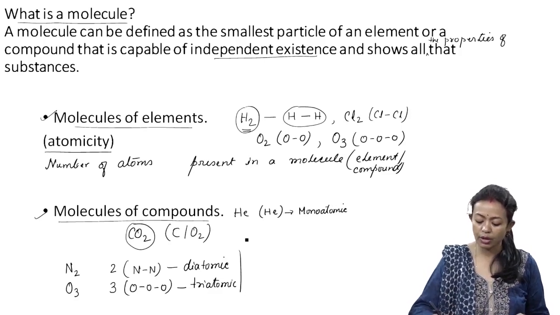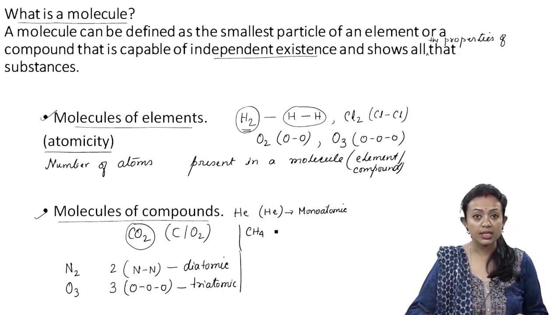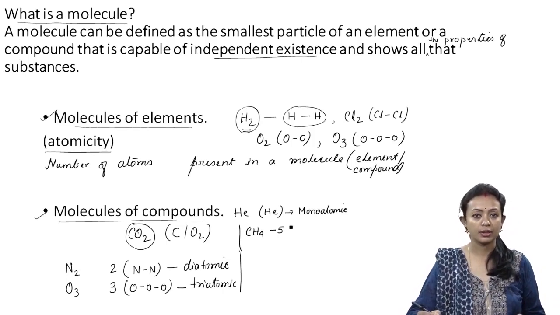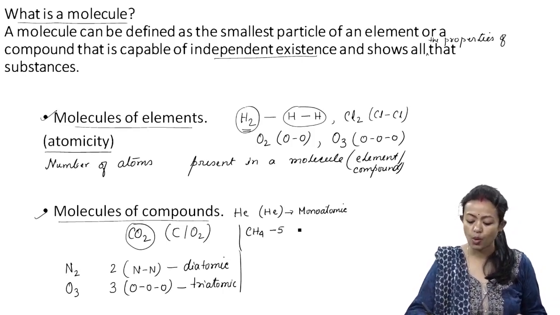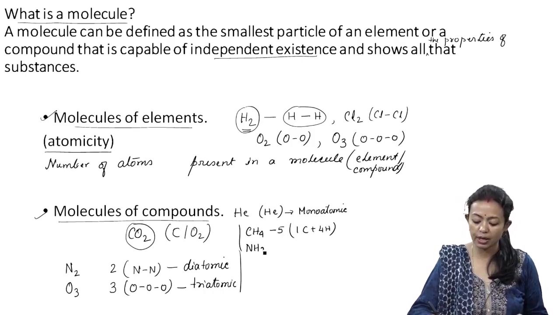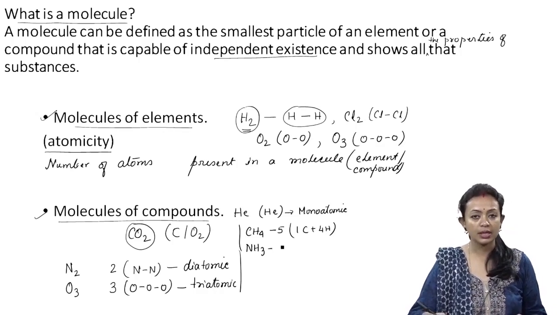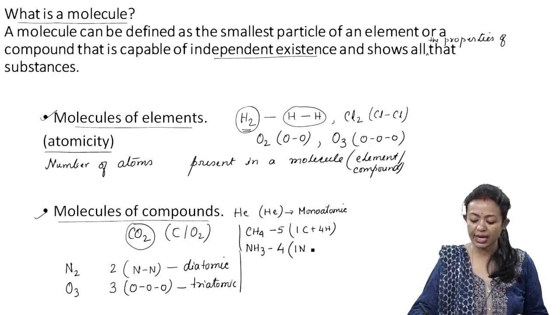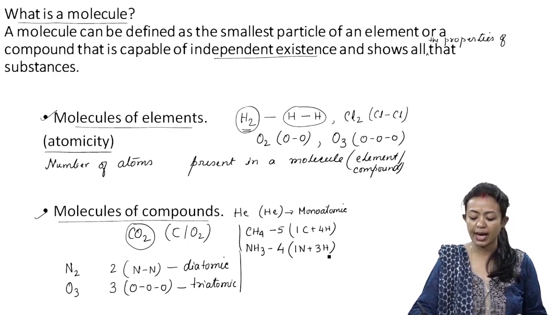What will it be for CH4, which is methane? It is a compound. What is its atomicity? Yes, 5, because there are 5 atoms, 1 of carbon and 4 of hydrogen. But what would be NH3, ammonia? Atomicity? Yes, it is 4. It is tetraatomic because there is 1 nitrogen atom and 3 hydrogen atoms.